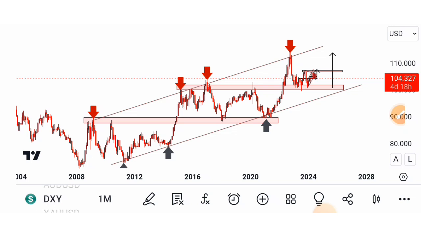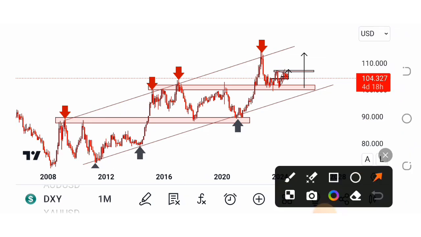In front of us we do have the dollar index, and I'm currently bullish on this market. The reason is simply that this market is currently in a bullish trend, right? This is very obvious. The second most important reason why I'm looking for buyers is this particular support area that we have over here.